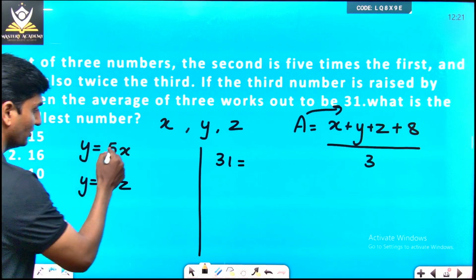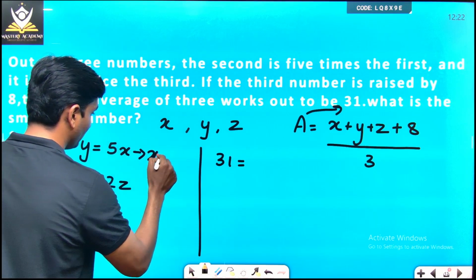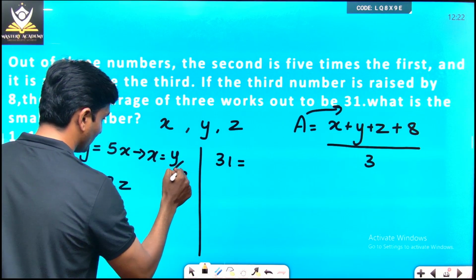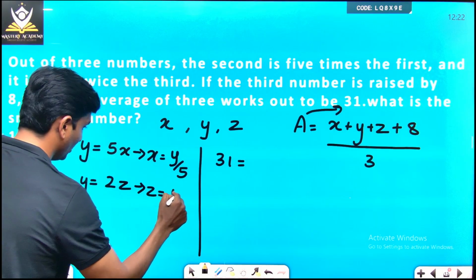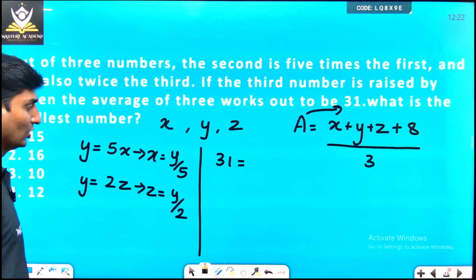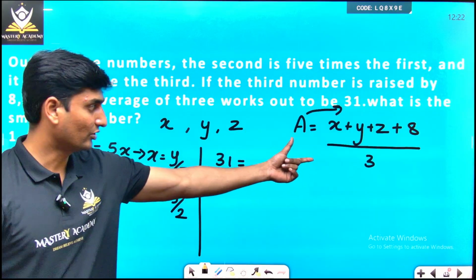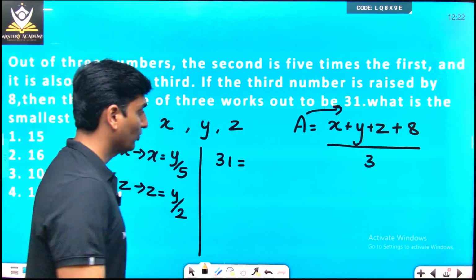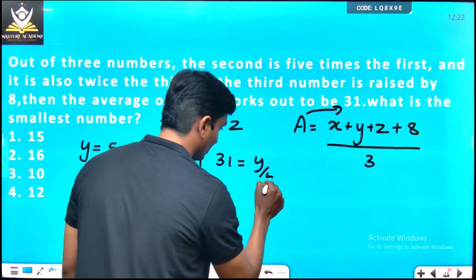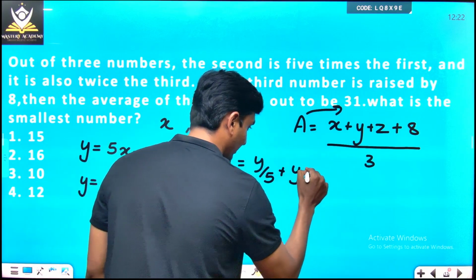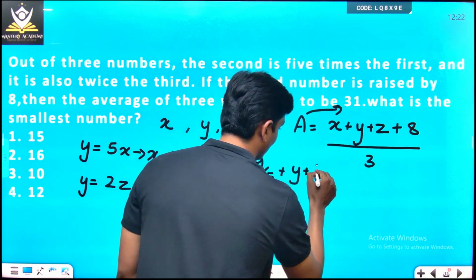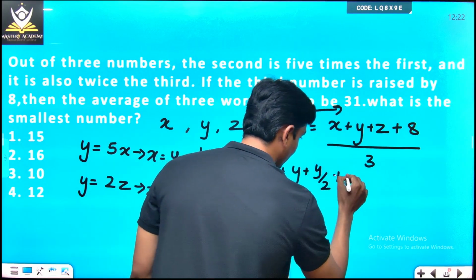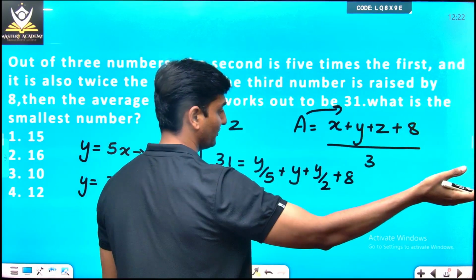Here, by this value, I can take the value of x to be equal to y by 5. Yes, 5 will move to the bottom, and I can write z to be y upon 2. So these values I can substitute here. X is nothing but y upon 5, so y upon 5 plus y as it is, second number, plus z is nothing but y upon 2, plus 8 as given in the question. We are raising that number.